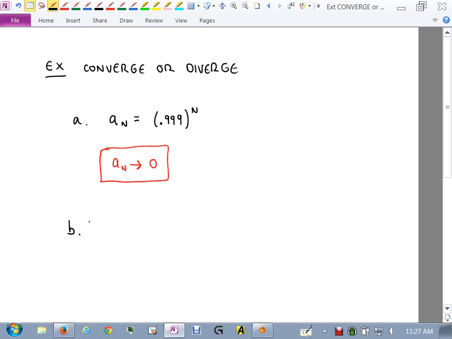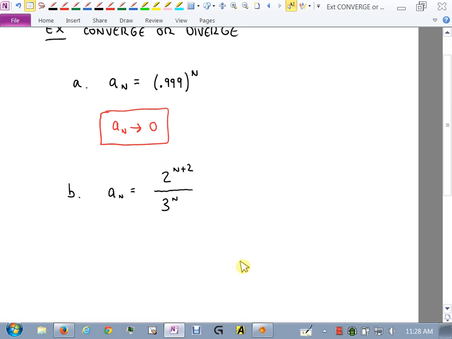Part B. What if a sub n equals 2 to the n plus 2 over 3 to the n? What does this do? Converge or diverge? The top's getting bigger, right? 2 to the n's getting infinite. The bottom is also becoming infinite. So you have two divergent sequences, don't you? So you're thinking what? Divergent or convergent?